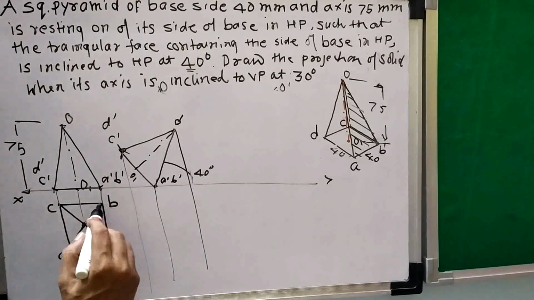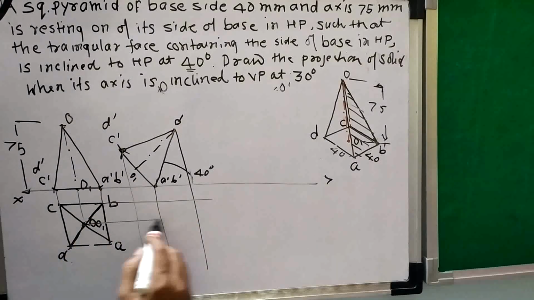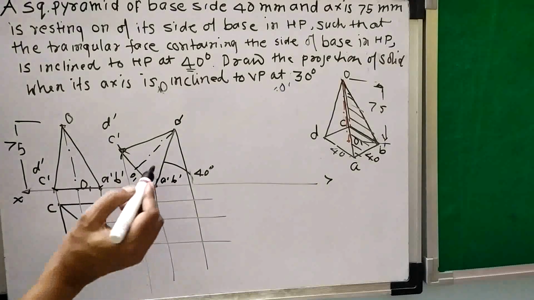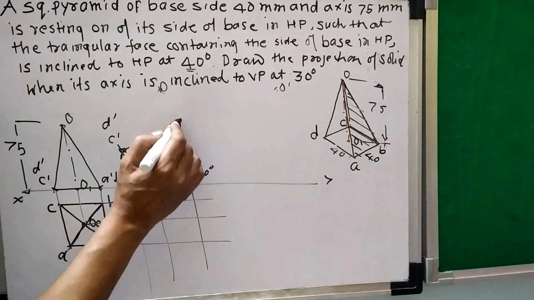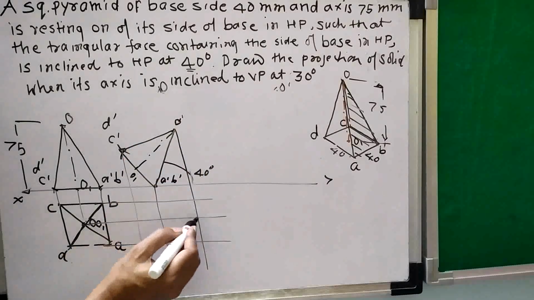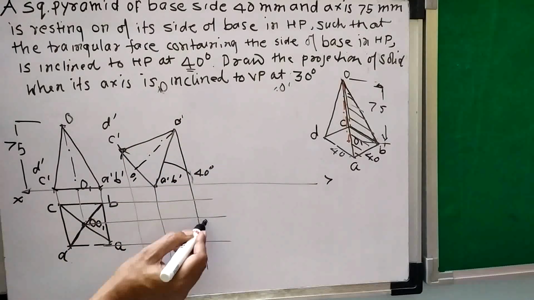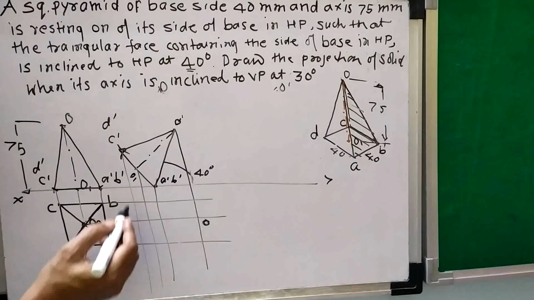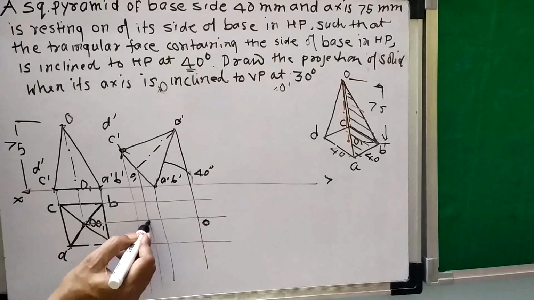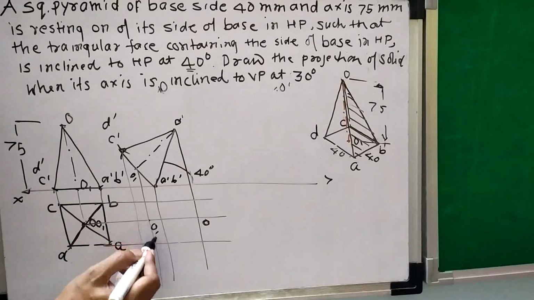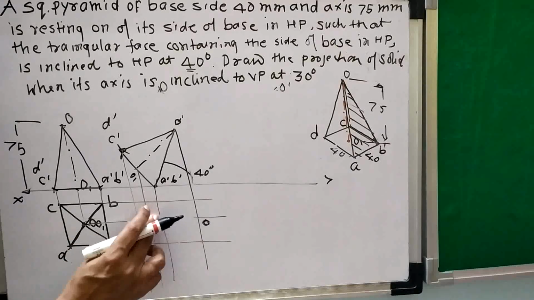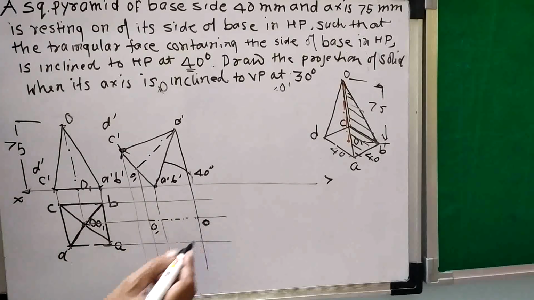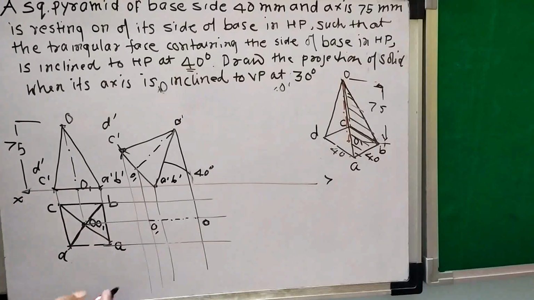Then I will draw points from this base. Now I will get the corresponding points. So this is O with O. So this is O, right? Then this O1, I will project this O1 with this O1. So this is my O1. So O1, I will get the axis, right?